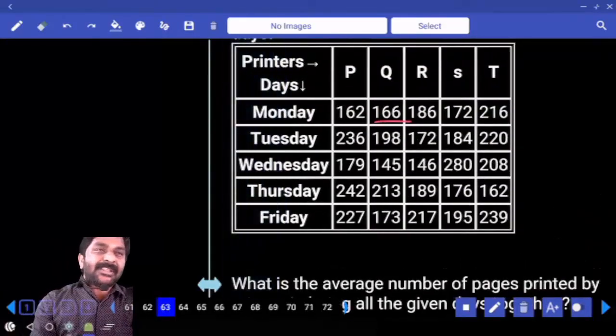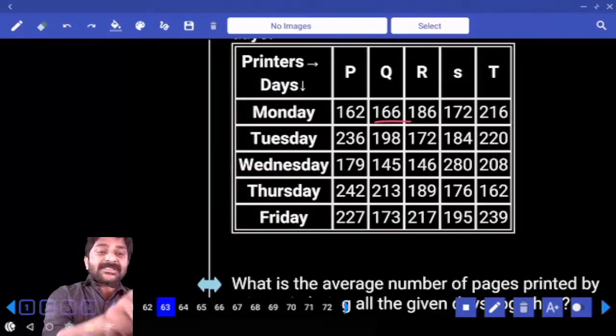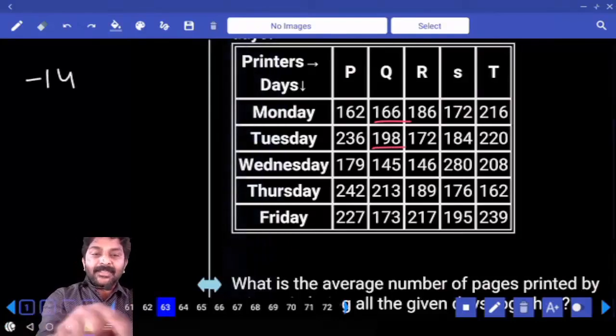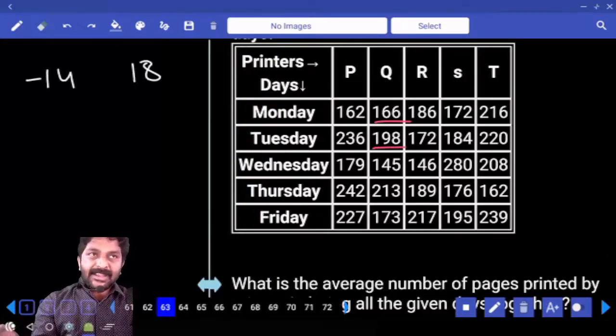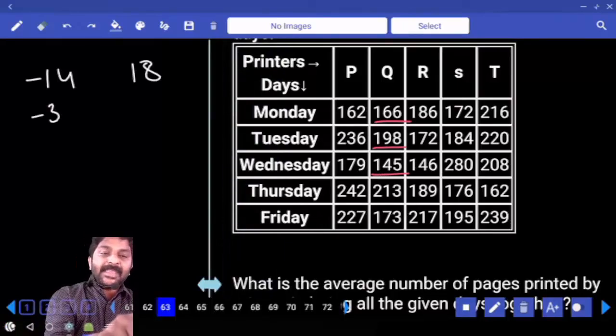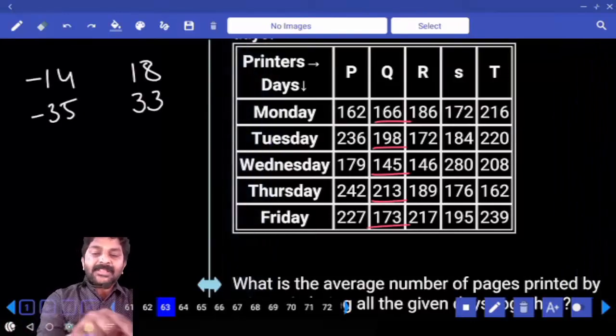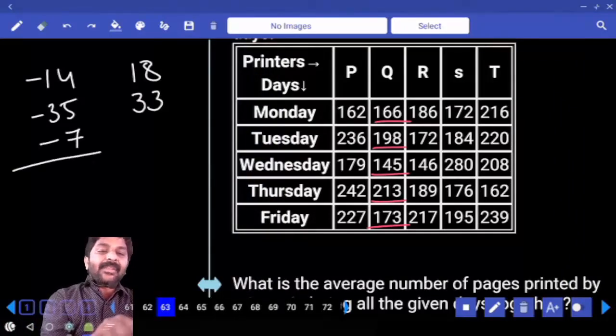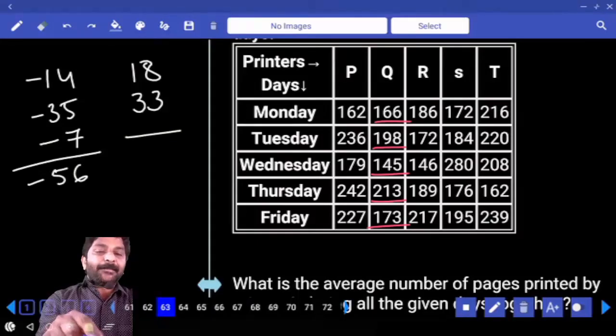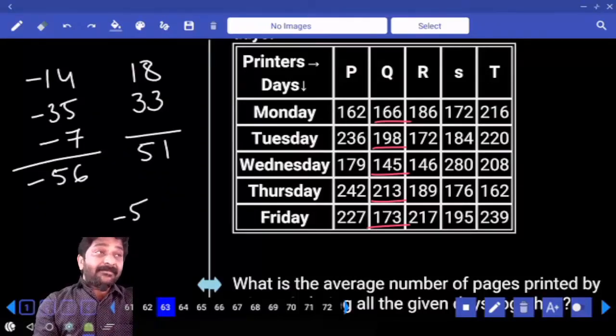First number, is that more than 180 or less than 180? How much less? 14 less. Next, 18 more. Positive numbers one side, negative numbers another side. Next, minus 35. Next, plus 33. Come on, how much? Minus 7. Now when you add all the negative numbers, it is minus 56 only. And when you add positive numbers, that is 51. Minus 56 plus 51, final effect, minus 5.